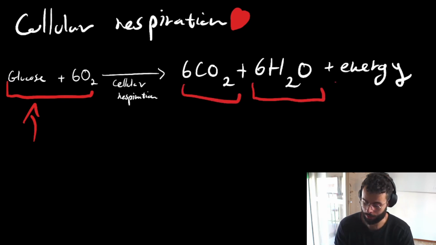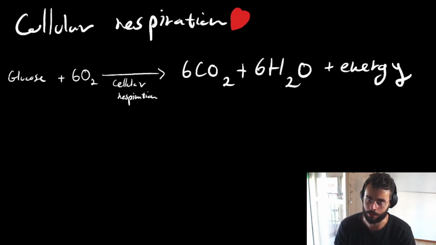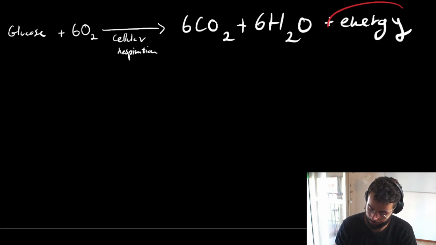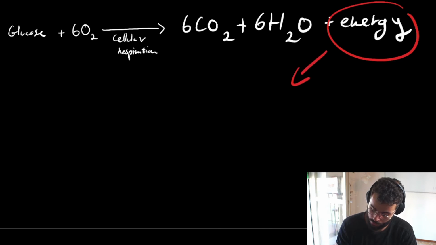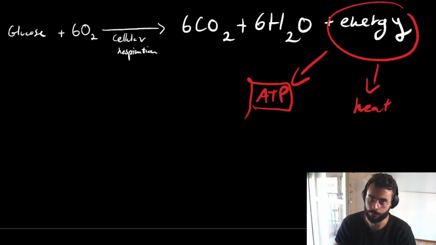water, and energy. Now, saying the products is energy is a bit misleading because it's not only energy. This energy is being used in order to create ATP and also heat, of course. So energy is going to give us ATP and heat. The heat is going to heat up the cell in our body, but the ATP is the most important thing.